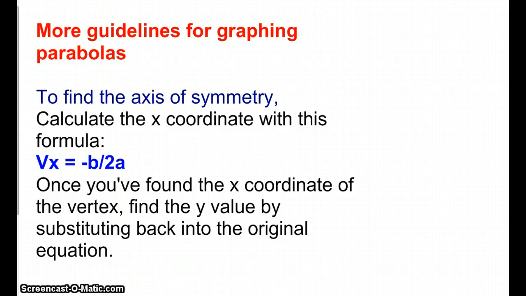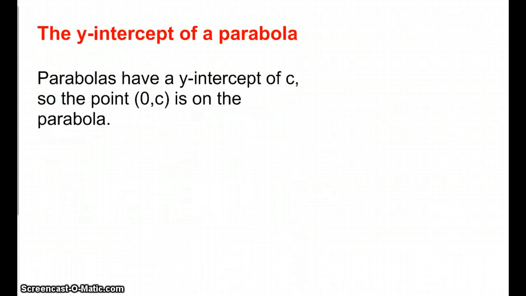Once you've found the x-coordinate of the vertex, you find the y value by substituting it back into the original equation. You can also find the y-intercept of a parabola by looking at the c term in the equation. Parabolas have a y-intercept of c, so the point (0, c) is on the parabola. So you can calculate both the x-coordinate and the y-coordinate of the vertex, and then the y-intercept of the parabola, and then you can rough out the parabola.